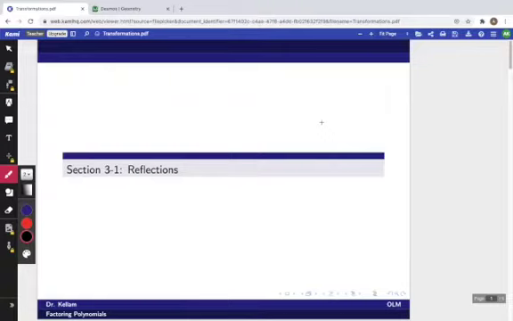This video is going to focus on the content from section 3.1, which is about reflections. Now, the first thing that we need to point out is the different types of transformations themselves.